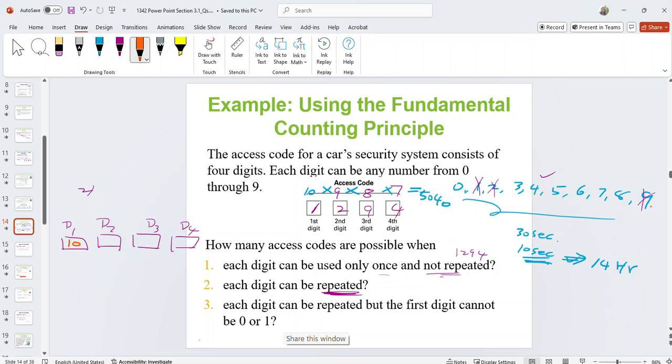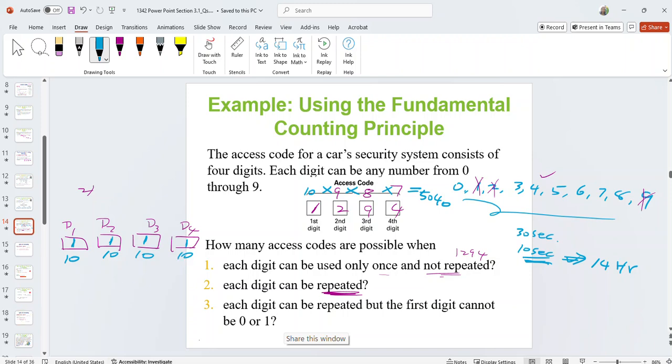Let me erase this. If this is 1, this can also be 1. This can also be 1, and this can also be 1. So this is called repeat. All right, so for the first digit I have 10 choices. Since this can be repeated, this can also have 10 choices. Each one of them can be 10 choices, right? I can have 111 or 222, all of those.